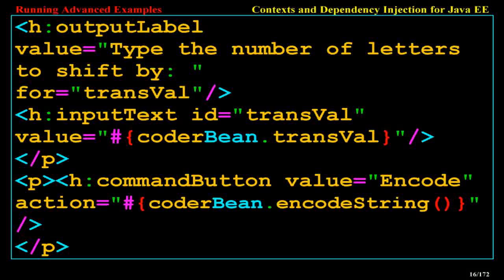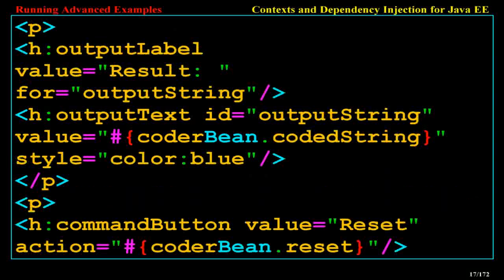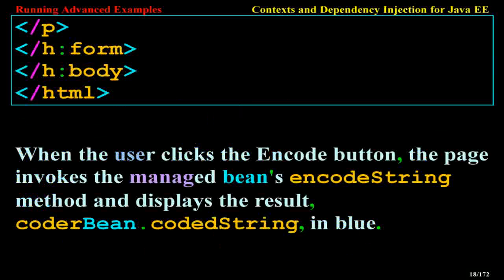h:outputLabel value="Result:" for="outputString", h:outputText id="outputString" value="#{coderBean.codedString}" style="color:blue", h:commandButton value="Reset" action="#{coderBean.reset}", h:form, h:body, html.